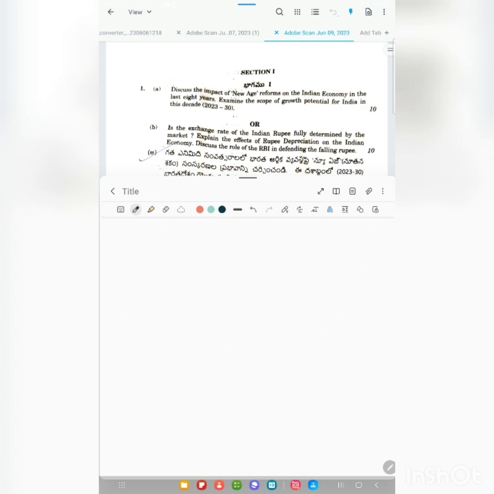Then I came to the other option: is the exchange rate of the Indian rupee fully determined by the market? Explain the effects of rupee depreciation on the Indian economy. Discuss the role of RBI in defending the falling rupee. This is a 10 marker question with 3 subparts, so roughly each part might carry 3.33 marks. The first part is whether the exchange rate of the Indian rupee is fully determined by the market.